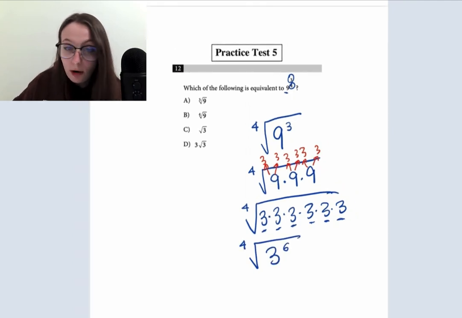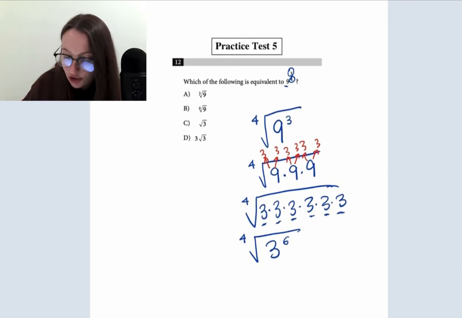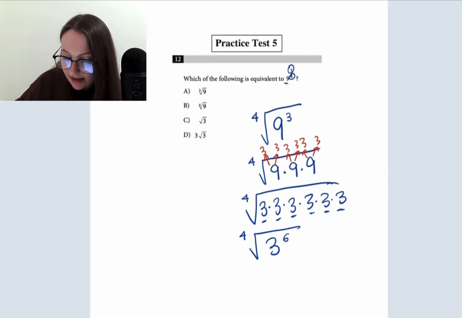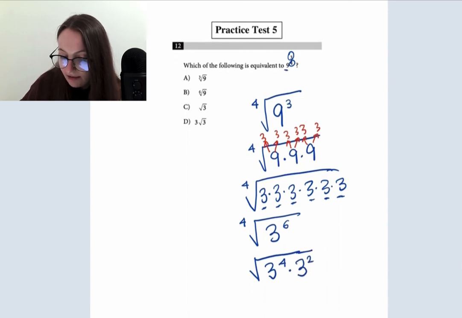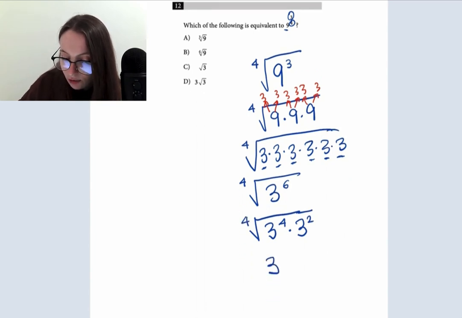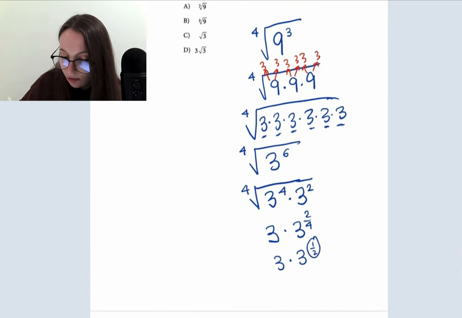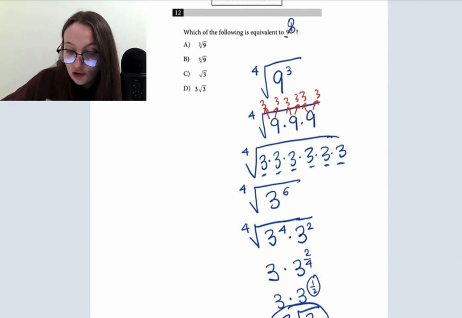So as we said, when we multiply two exponents, we add the actual exponents together. So 3 raised to the 6th can alternatively be rewritten as 3 raised to the 4th times 3 squared. So what that would give us then, 3 raised to the 4th, if we take the cube root of that, that's just going to give us 3. And then 3 squared to the 4th would give us 3 to the 2 over 4, which is the same thing as 3 times 3 to the 1/2. And as we said, 1/2 just means the square root. So 3 times the square root of 3, which ends up giving us choice D.